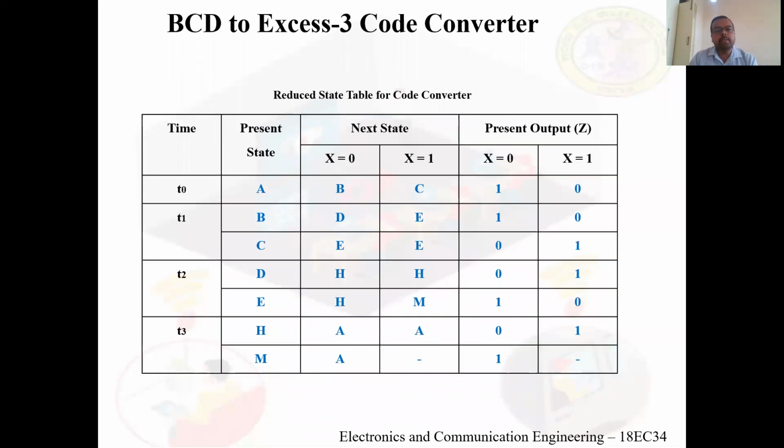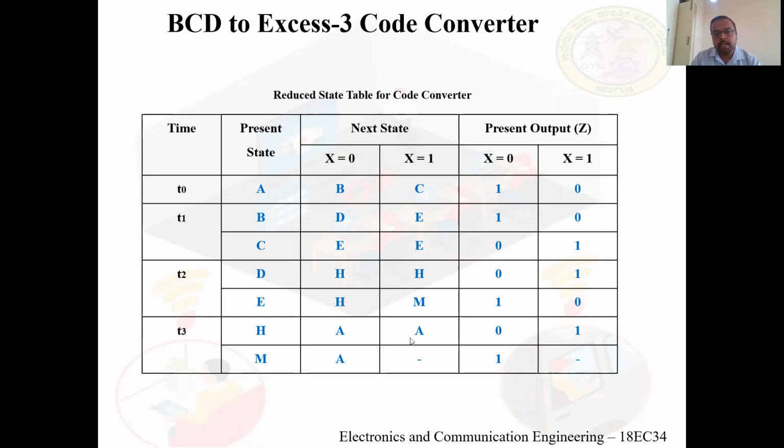So how do you come up with a reduced table for this one? As I said, for T3 we had written H, I, J, K, L. Instead of that, we write it as only H here. Why do we write only H? Because, as I said, all are the same states. Similarly, for M, N and P, we write only M here.